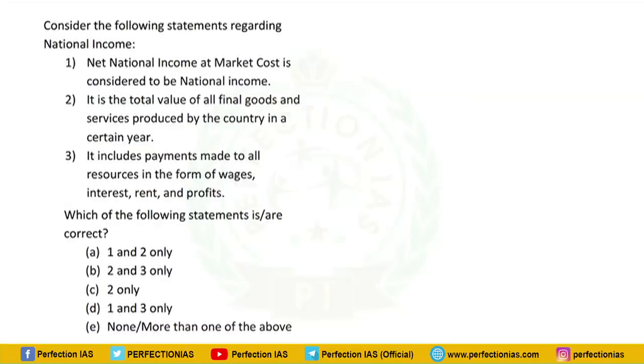Next question is, consider the following statement regarding national income. National income. So first is net national income at market cost is national income. So in our first question itself, we have discussed national income. It is NNP at factor cost is national income. Therefore, first statement is technically incorrect.